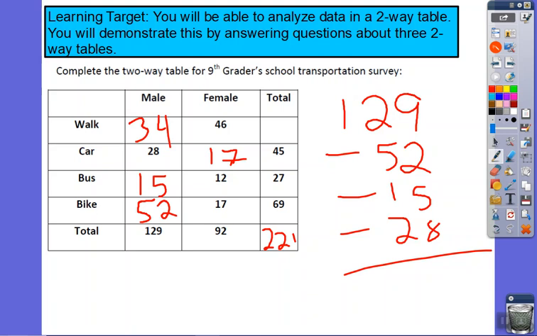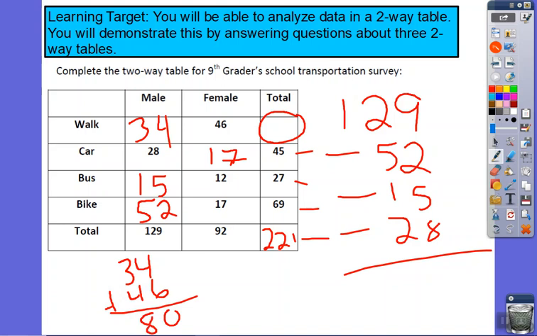Okay, to get our total of people that walk, I could do the same thing. Take the 221 minus the 69 minus the 27 minus the 45 and figure out that top, but that's a lot of work. So I'm going to notice that now I know that 34 males walk and 46 females walk. So if I put that together, that's going to give me the total number of people that walk, which is 80. And as a nice way to check, you could re-add these and see if you get the 221.